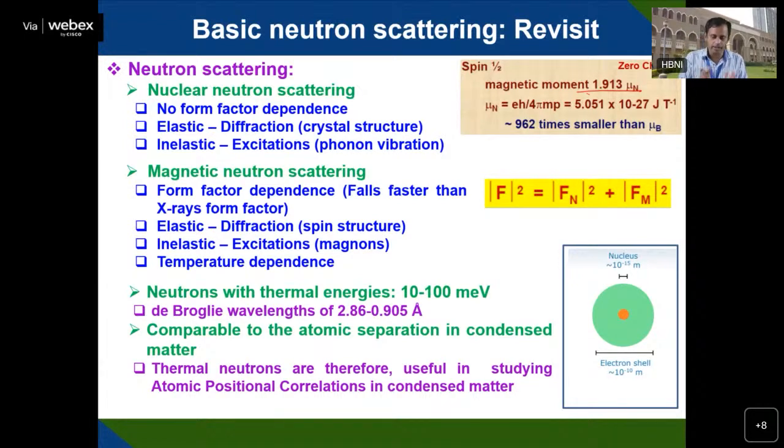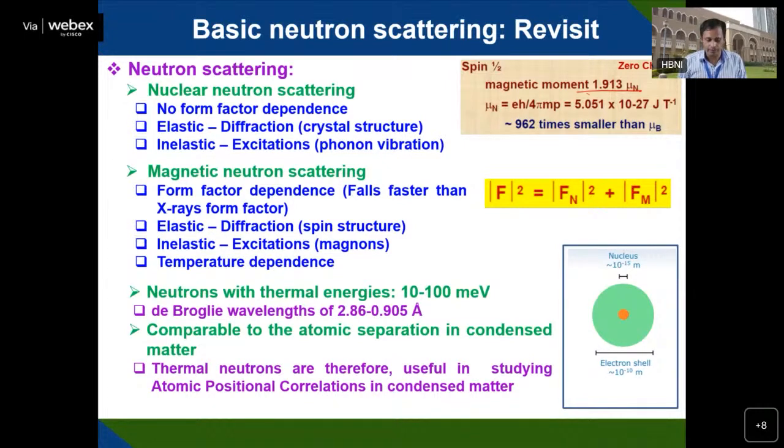The neutron interacts with the nucleus, that is the nuclear neutron interaction. There is no form factor dependence; it does not depend upon the form factor. It is mainly the elastic scattering that is used for diffraction studies and crystal analysis. Inelastic scattering can be used for phonon vibration analysis. In addition, since the neutron is magnetic, you will get magnetic neutron scattering.